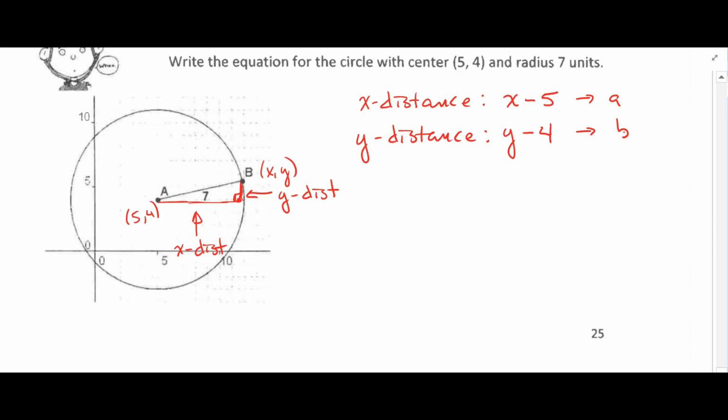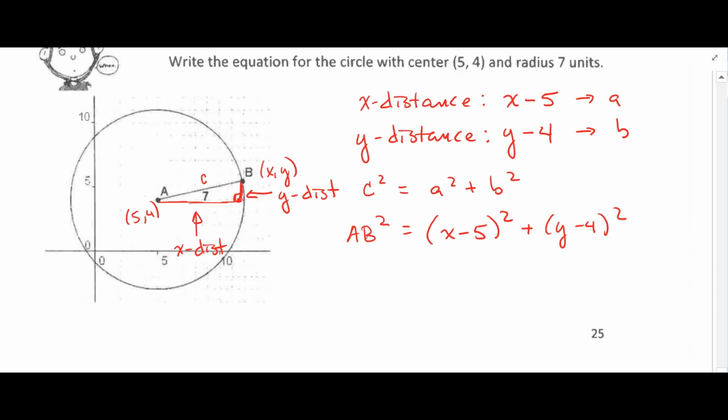And so we're going to use c squared is equal to a squared plus b squared. So a squared, that's going to be x minus 5 squared. I just took this value here. That was my x distance, which represented a. And my y distance, that's y minus 4 squared. This value c, I'm going to rewrite that as segment AB, so segment AB squared.